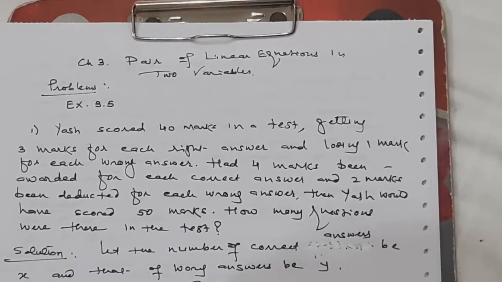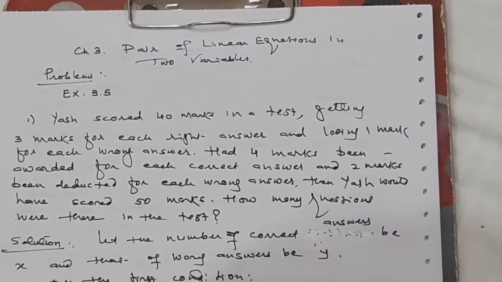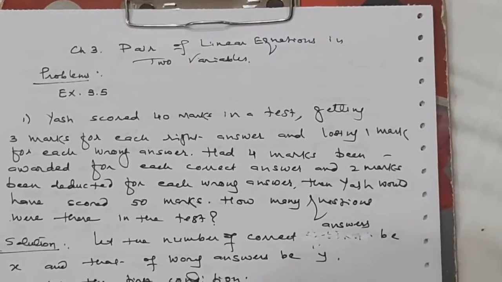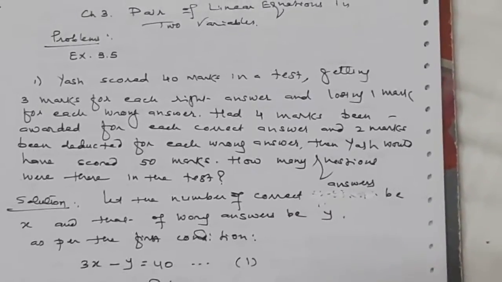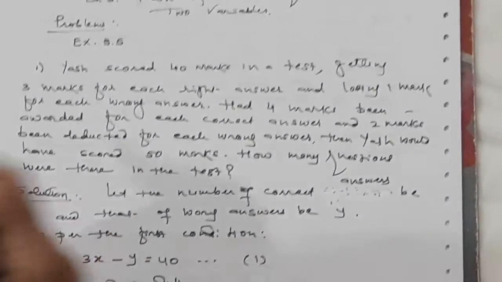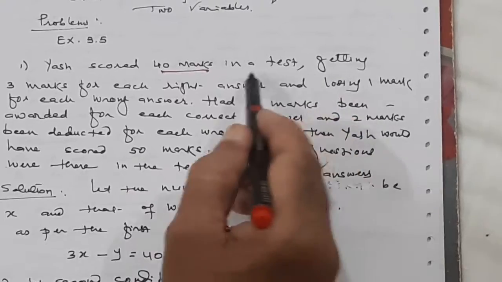Let us continue exercise 3.5 of chapter 3, pair of linear equations in two variables. So these are the problems taken from exercise 3.5. So let us begin. Yash scored 40 marks in a test.